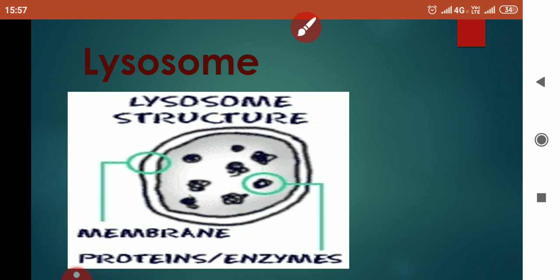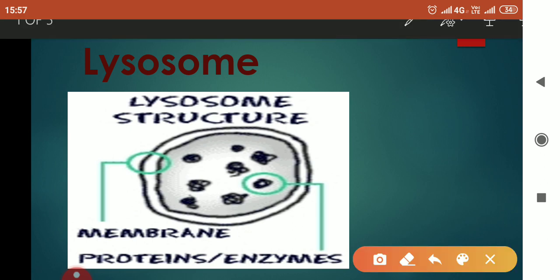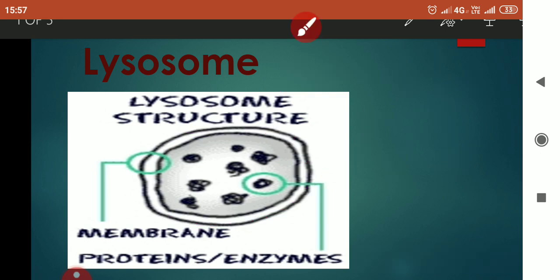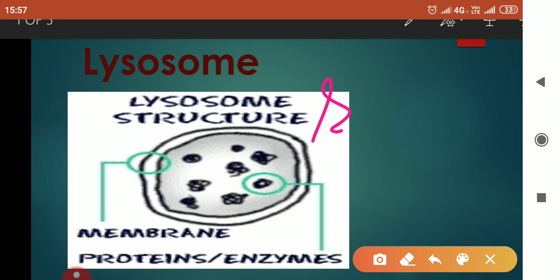Okay, class. Now let us discuss the structure of the lysosome. Lysosome is a single membrane bound structure. Children, till now you have studied many cell organelles having double membrane. Double membrane means chloroplast. It is present in chloroplast. Nucleus also is a double membrane structure. Mitochondria is also a double membrane structure. But you have also studied about many single membrane structures.